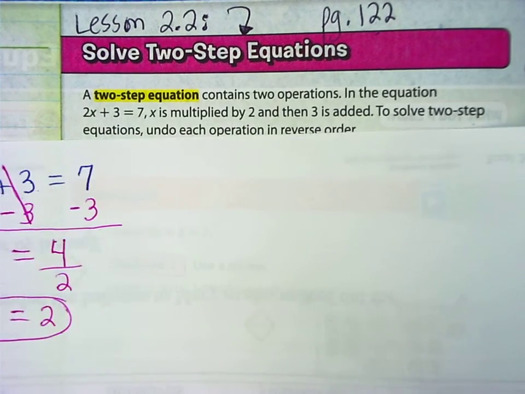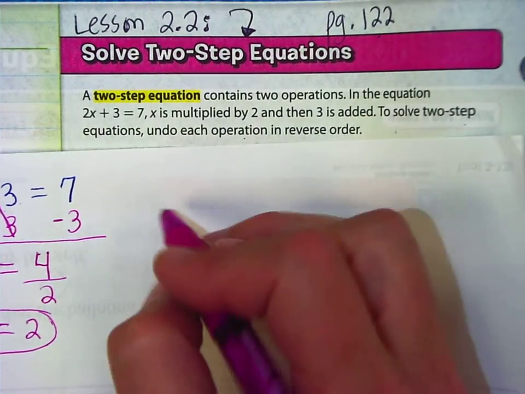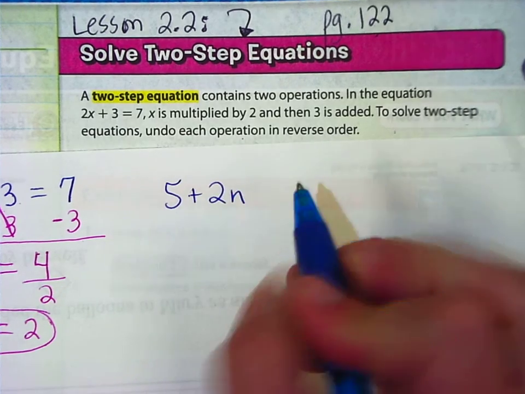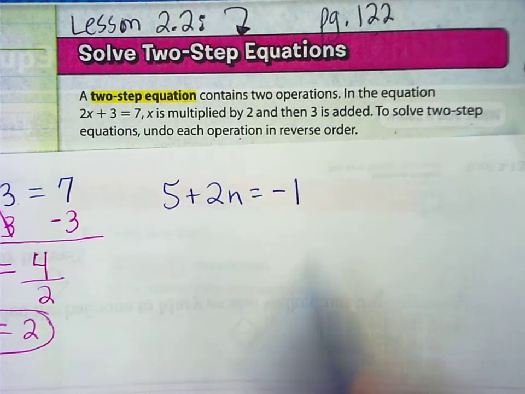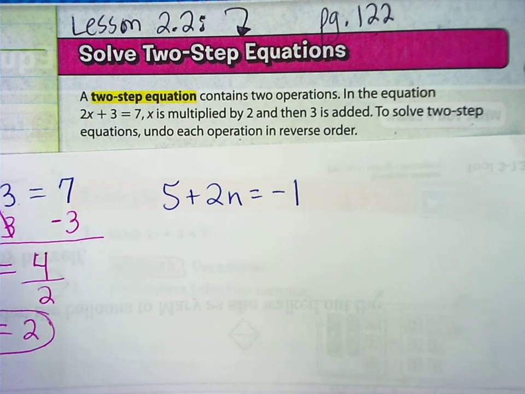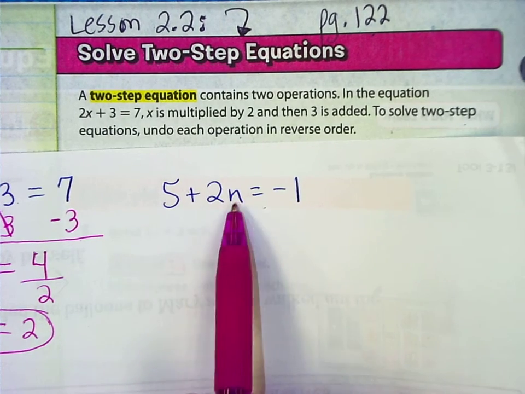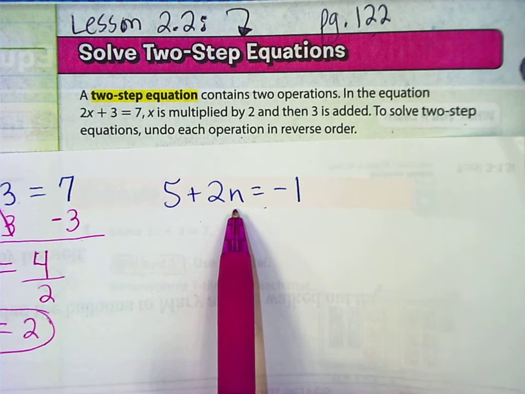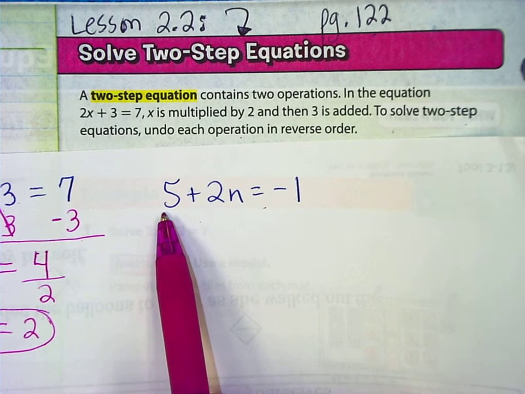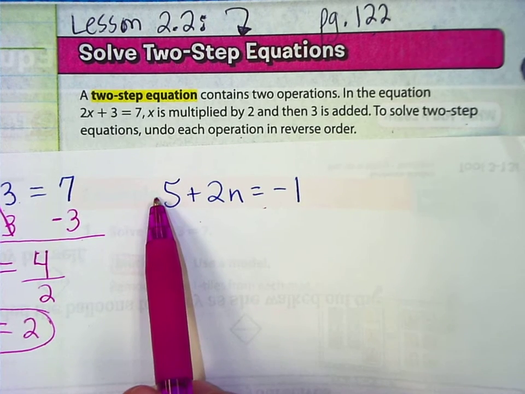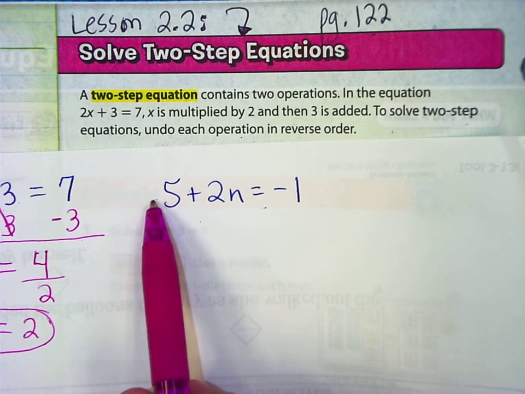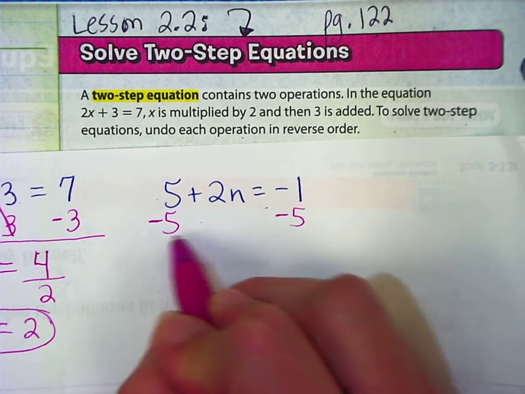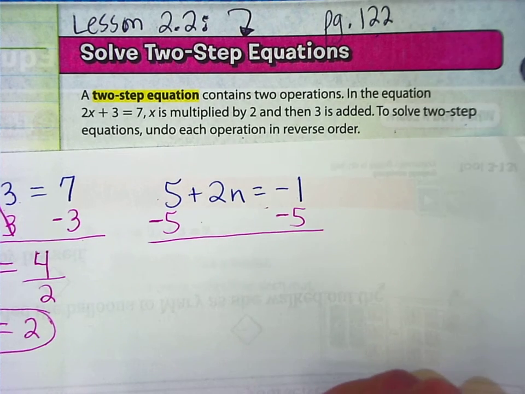All right, let's take a look at another one. How about 5 plus 2n equals a negative 1? Okay, so here's my equal sign. Here's my two sides of my equation. I'm trying to get n by itself, so I'm going to start off with the 5. Now this is a positive 5, so the opposite of a positive 5 is a negative 5. We're going to subtract 5 from both sides.